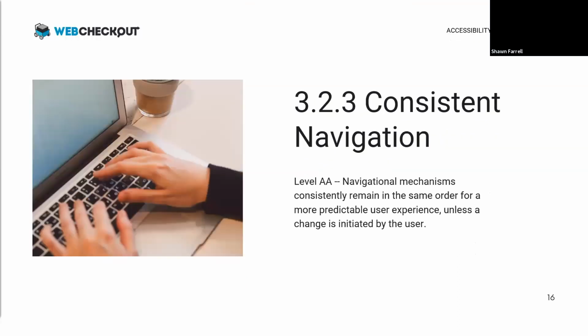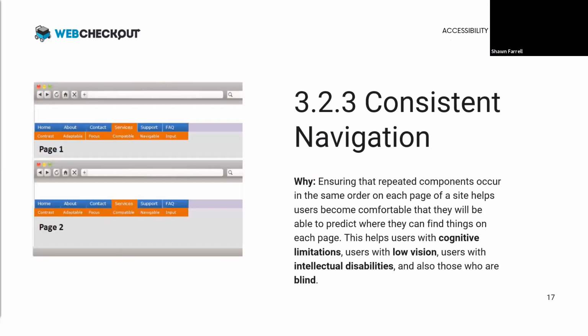And I want to point out just a few of these criteria to give you an idea of what you're looking at here. The first is consistent navigation. This is part of AA. And consistent navigation is very much like it sounds. It's creating a user-friendly and very predictable page. For higher education, this will help students with cognitive limitations, impaired vision, and students with intellectual disabilities.